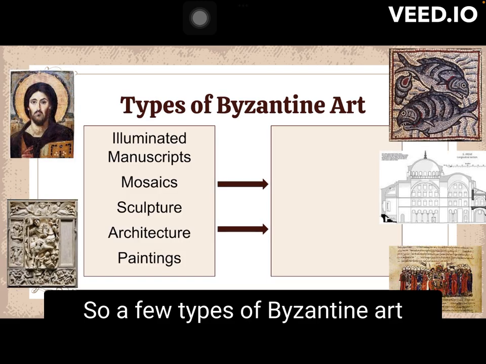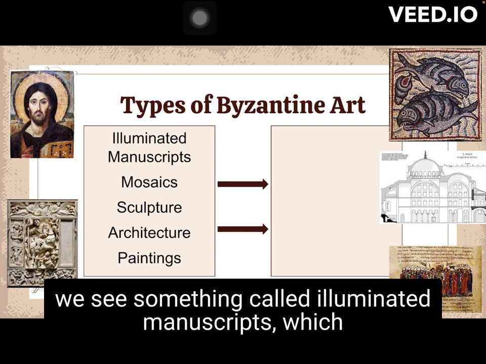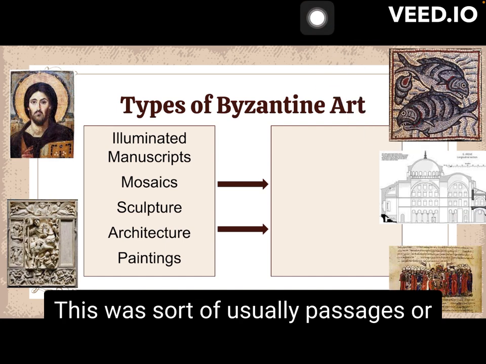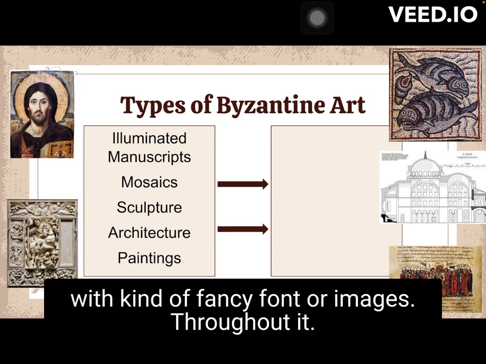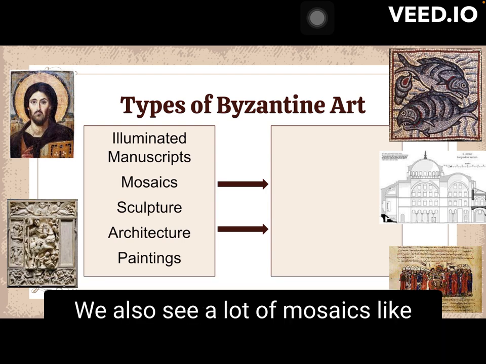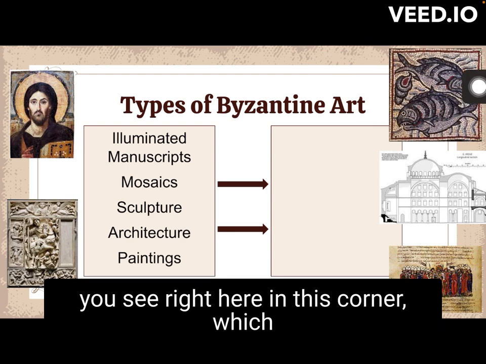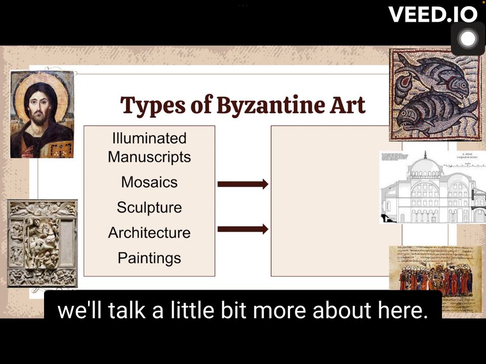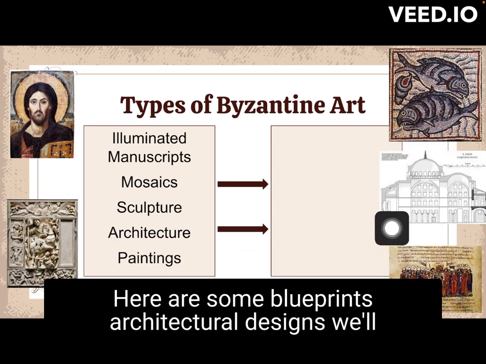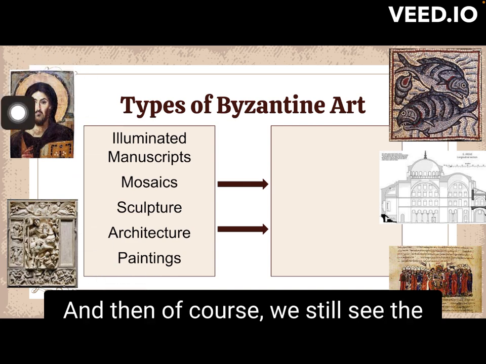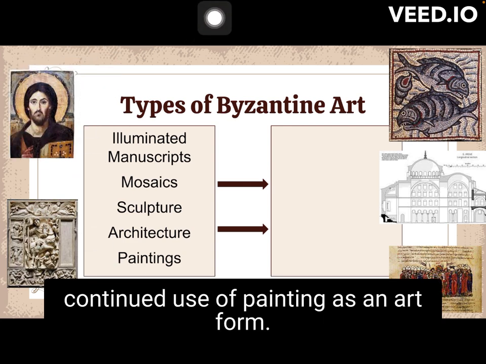So a few types of Byzantine art. We see something called illuminated manuscripts, which is down in this corner right here. This was usually passages or stories written on paper that was decorated with fancy font or images throughout it. We also see a lot of mosaics like you see right here in this corner, which we'll talk a little bit more about shortly. We see a lot of sculpture, especially on buildings. Architecture, here's some blueprints, architectural designs we'll talk a little bit more about. And then, of course, we still see the continued use of painting as an art form.